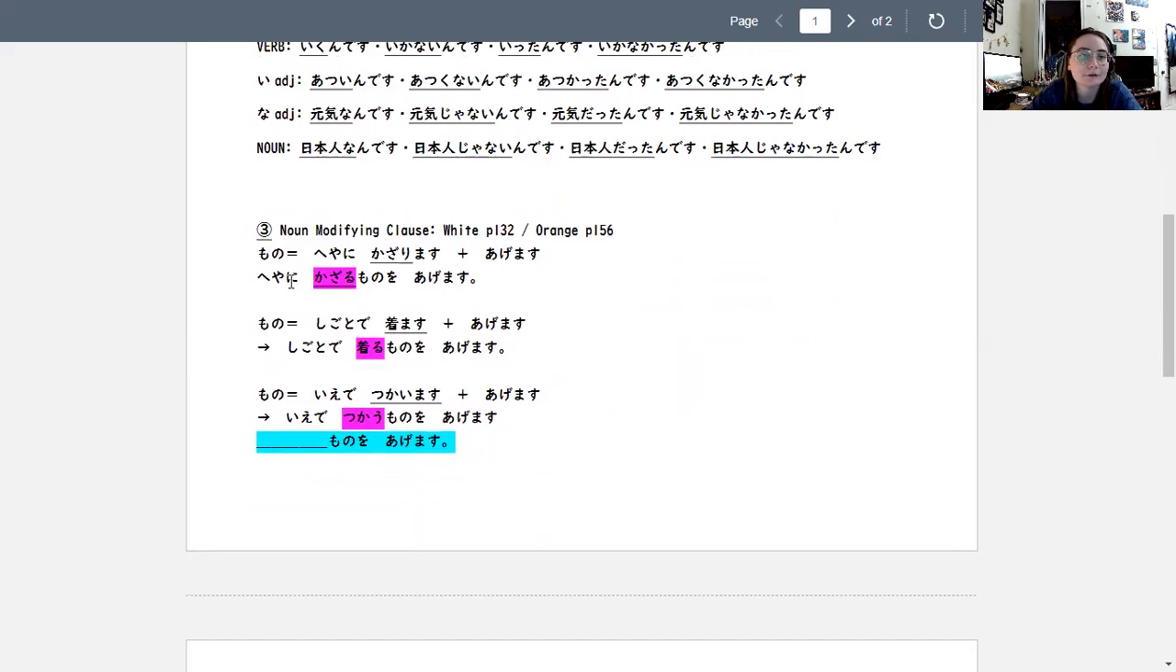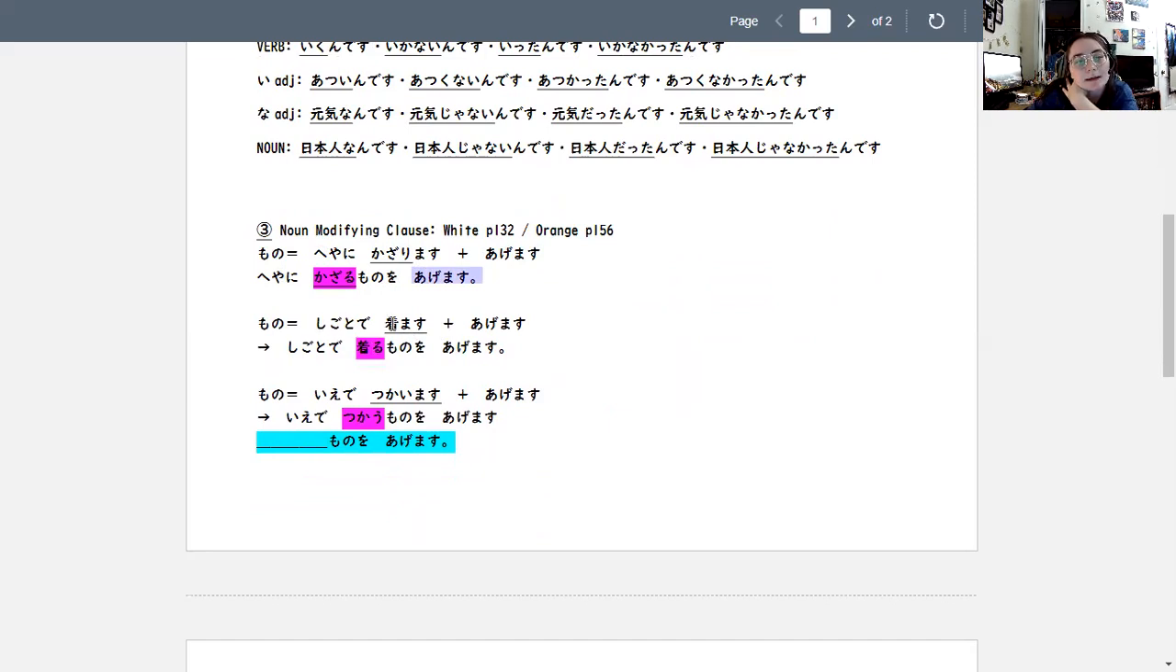Okay, number 3, mono. So mono is things. Hea ni kazarimasu plus agemasu. Okay, hea ni kazaru mono o agemasu. You're combining these two sentences. So if you wanted to say you give something and you decorate something, you would put the first verb in its dictionary form, mono o, and then the second verb.